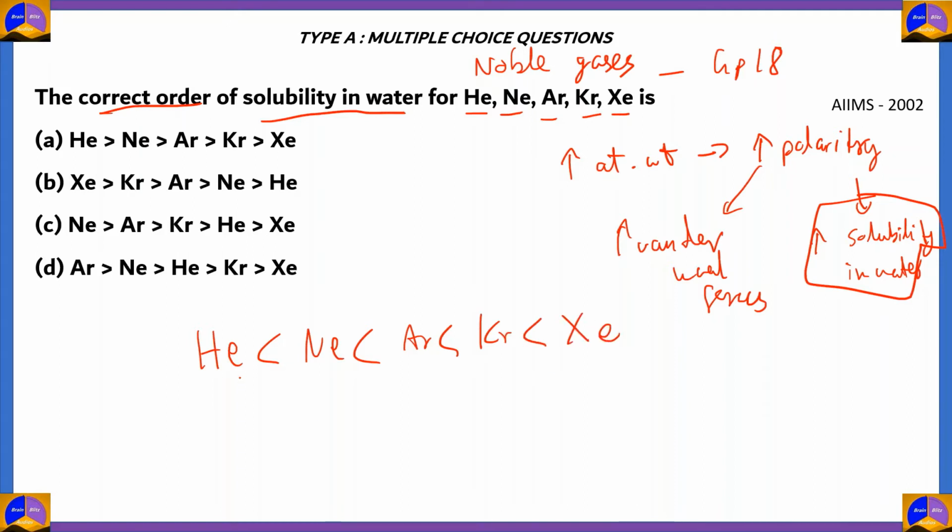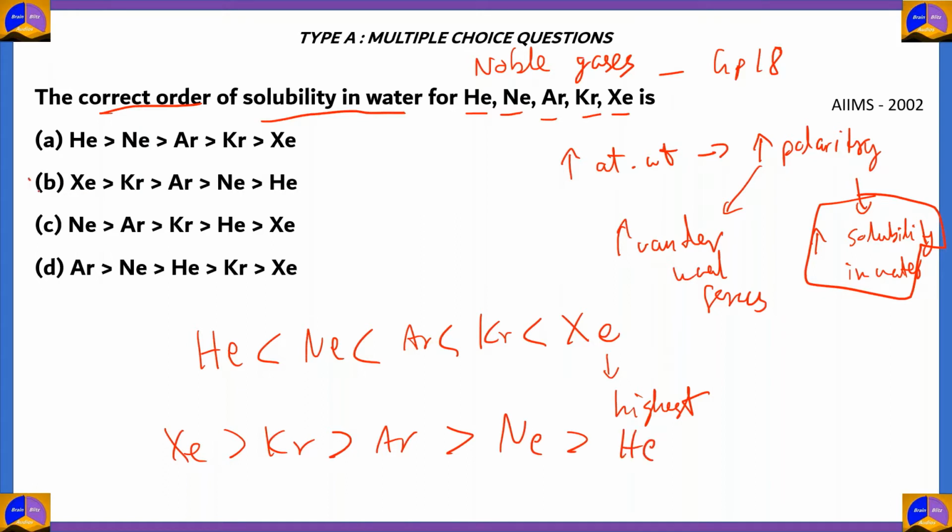So therefore, xenon will have the highest solubility in water. Therefore, the order for solubility will be Xe greater than Kr greater than Ar greater than Ne greater than He, which is option B.